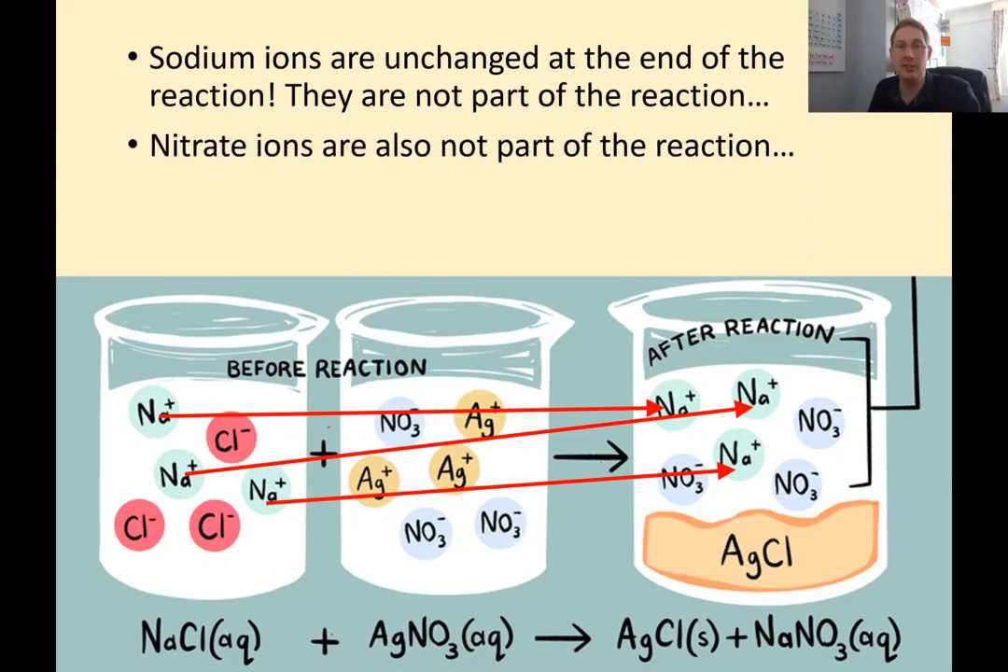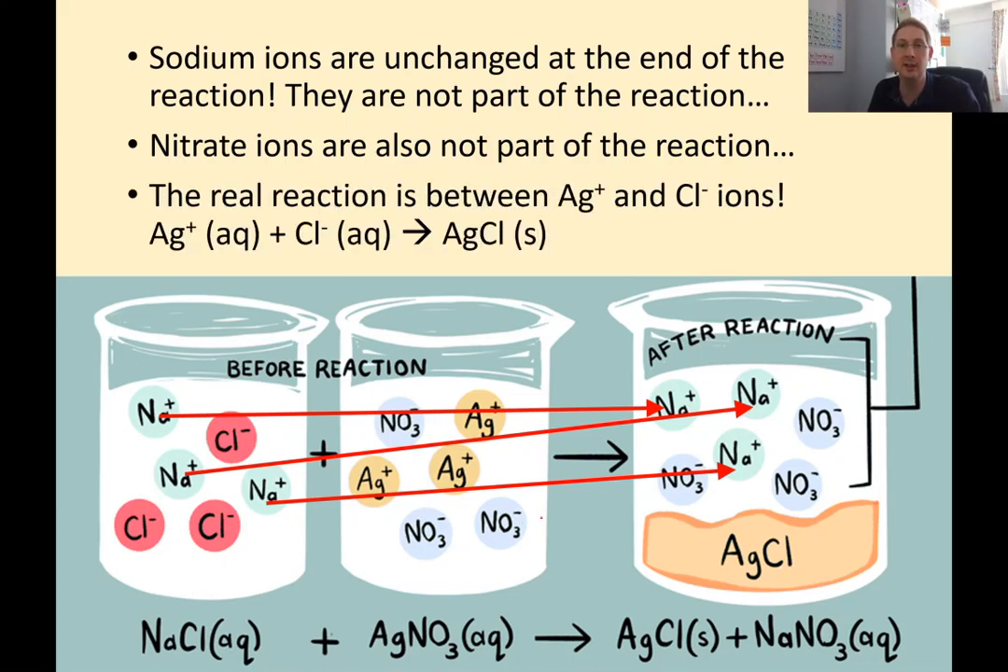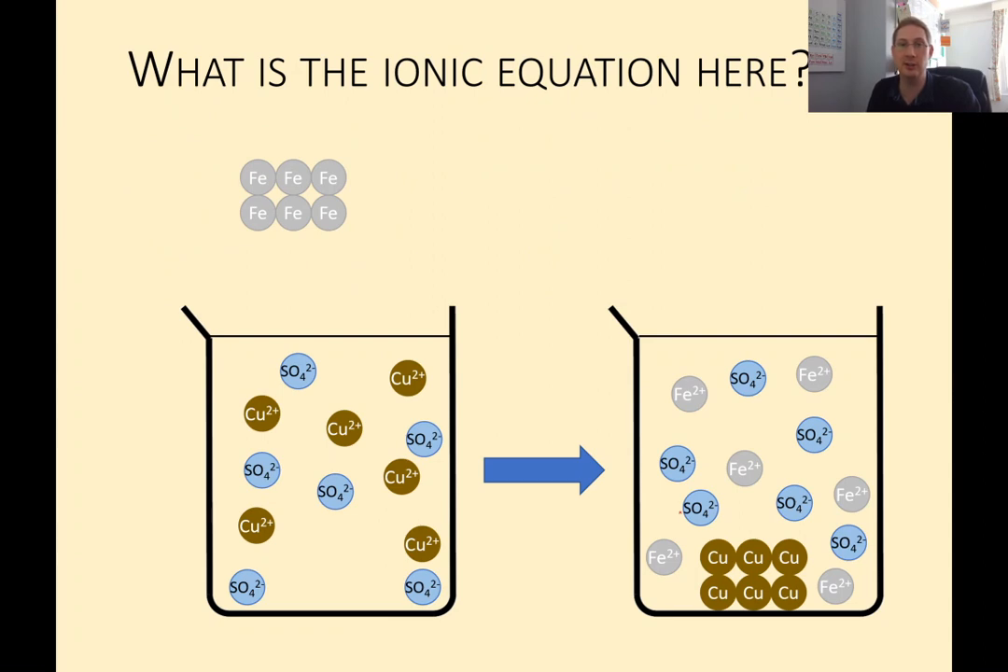And ditto, the nitrate ions are not part of that reaction. They're sitting there at the beginning doing nothing, they're sitting there at the end doing nothing. So the real reaction is between the chloride ions and the silver ions to form a silver chloride precipitate. And that's what we want to get at, the actual equation going on.